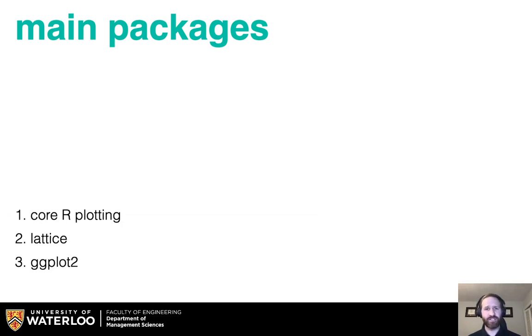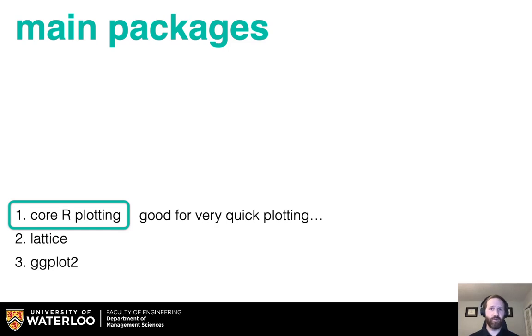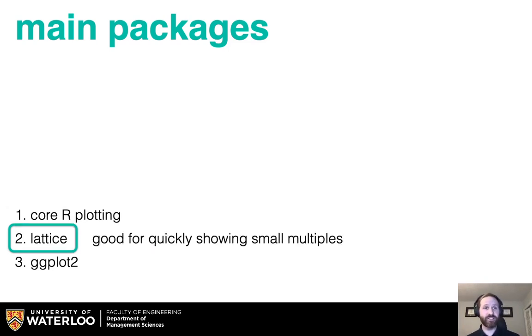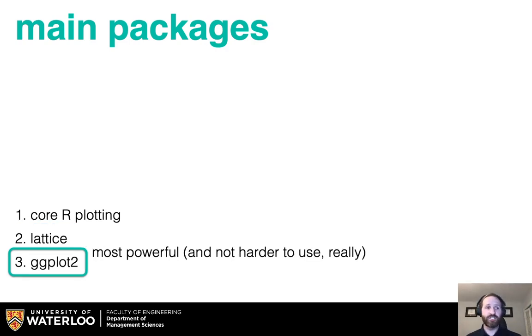There are three main packages in R for plotting. There's the core R plotting, which is good for very quick plotting. You can just type plot and then something, and often it can get something on the screen very quickly. There's lattice plots, which is good for quickly showing small multiples. So if you have two different variables, you can have a different plot for each combination of those different variable levels. But ggplot2 is the most powerful, and it's not really harder to use than core R or lattice. And so we are going to use ggplot2 for this course.